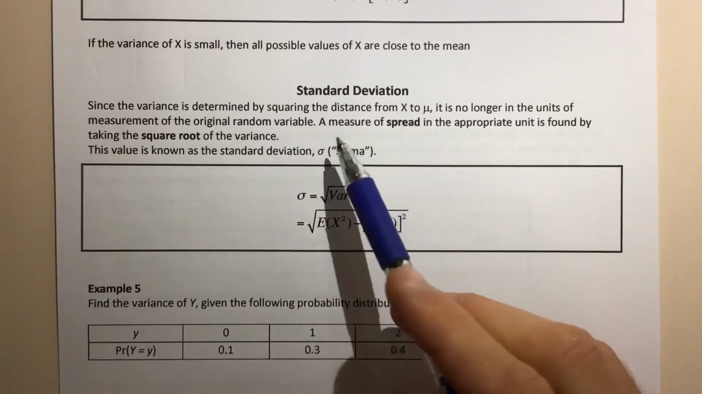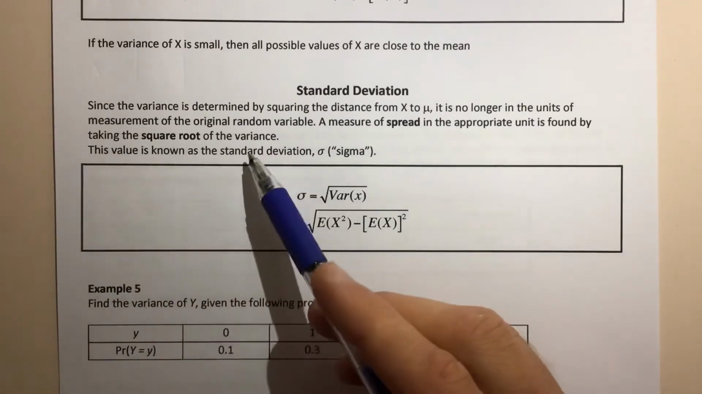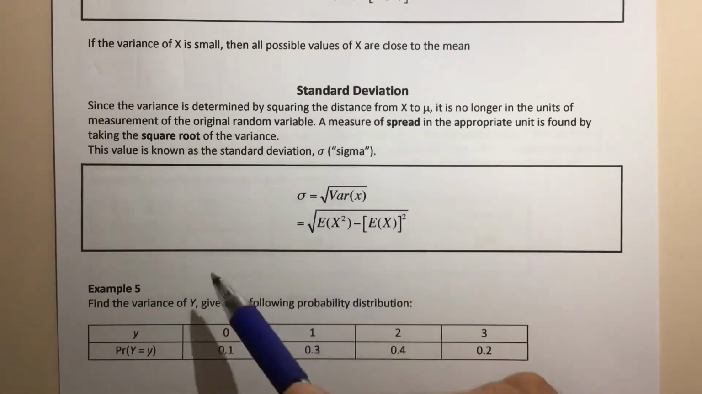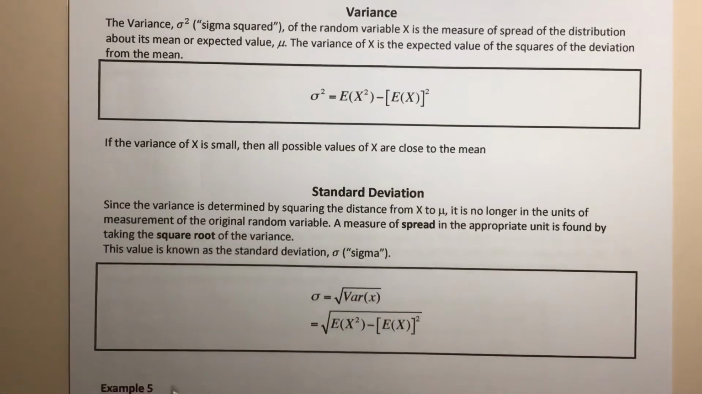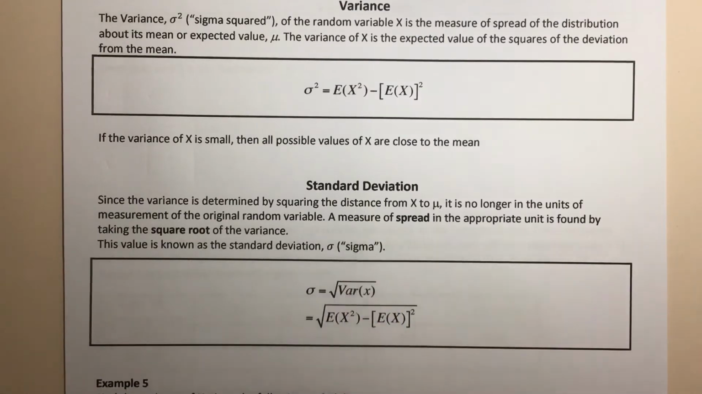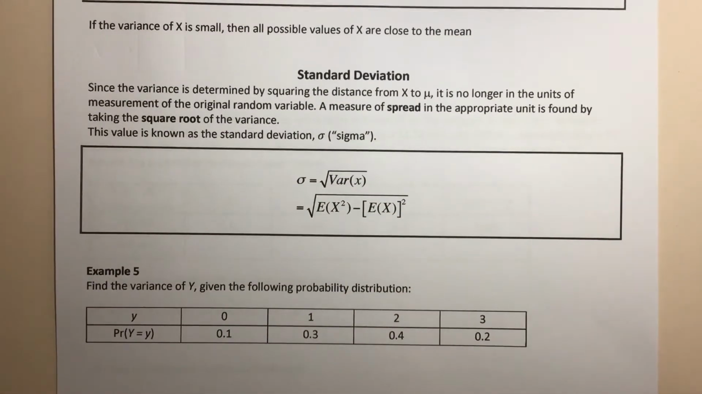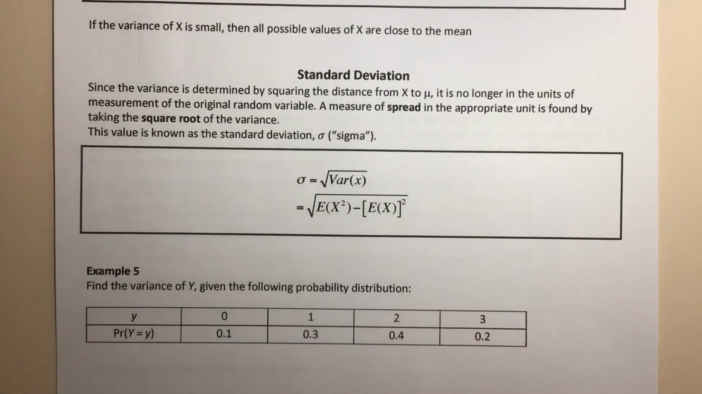And so a measure of spread that is in a more appropriate unit is found by taking the square root of the variance. If we take the variance and find its square root, what we get is the standard deviation. And as you might expect, if the variance is written as sigma squared, then the standard deviation is just written as sigma, because the standard deviation is the square root of the variance, and that's the key point. So if we know the variance, standard deviation is really easy to calculate, because we just take the variance and find the square root of it. Okay, and that's what this formula here is saying.